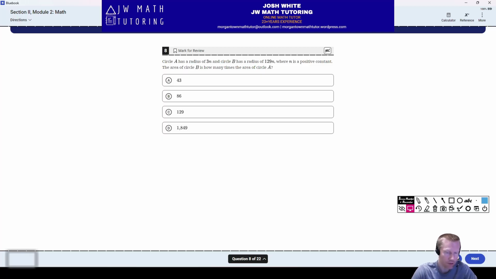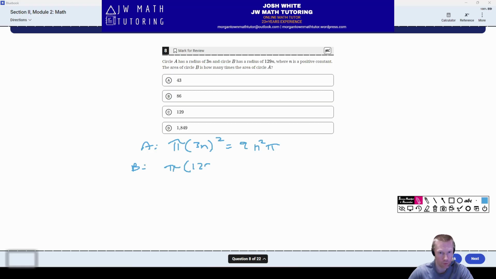All right, next up, number 8. We have two circles. One has a radius of 3n, the other has a radius of 129n. How many times is the area for B compared to A? So most people would probably go ahead and say, okay, the area of A is going to be 3n squared times pi, 9n squared pi. And for B, it's going to be pi times 129n squared. What number is that? 16,641 n squared pi.